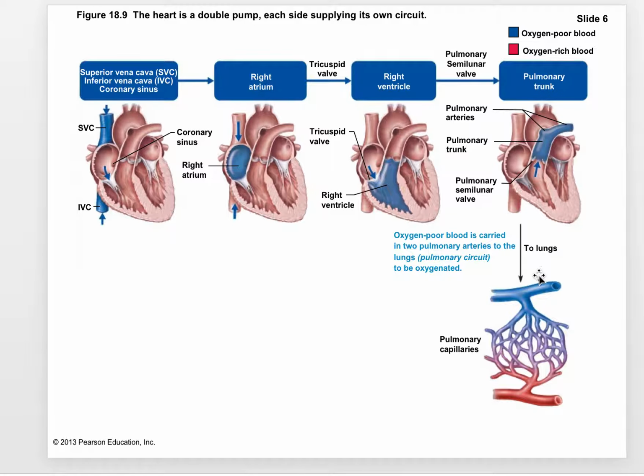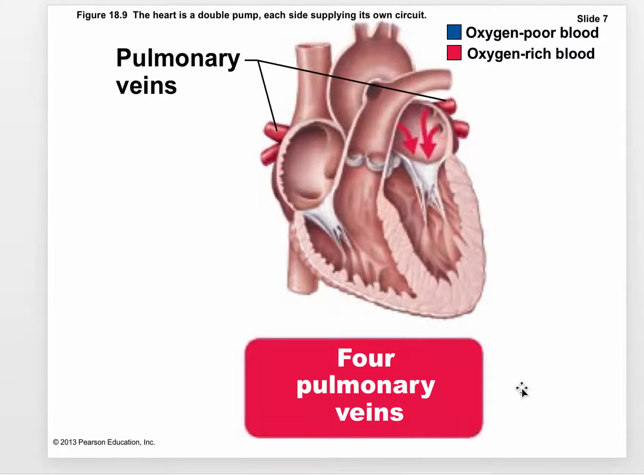From the pulmonary trunk, the blood goes into the capillaries of the lungs, where it picks up oxygen and releases carbon dioxide. So then coming from the lungs is the oxygen-rich blood, which then comes into the heart by way of the 4 pulmonary veins. There's 2 on the left and 2 on the right, but the 4 pulmonary veins empty into the left atrium.